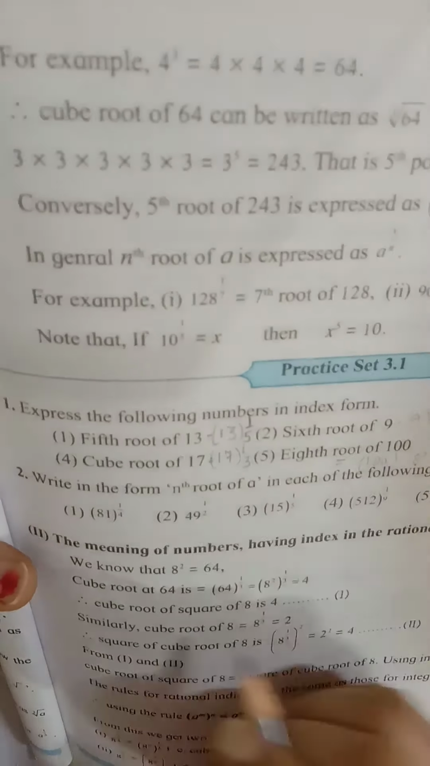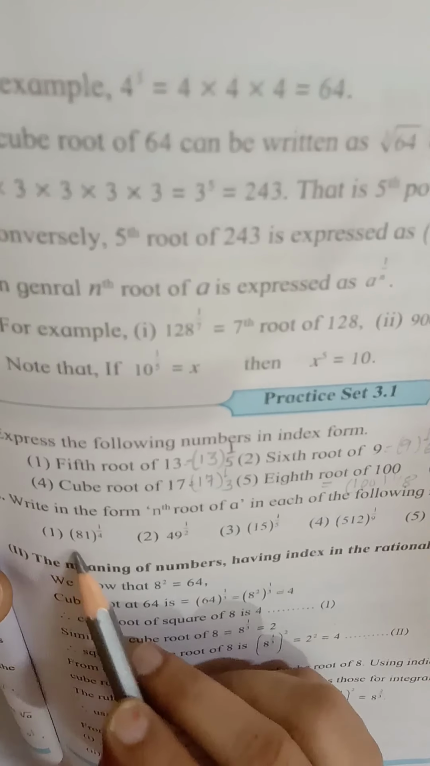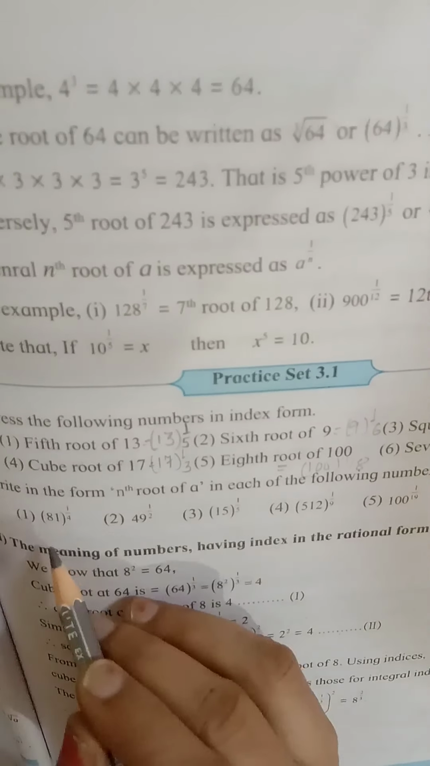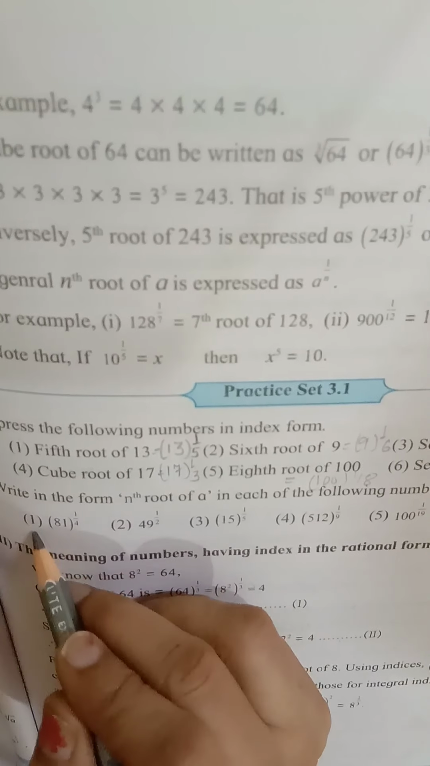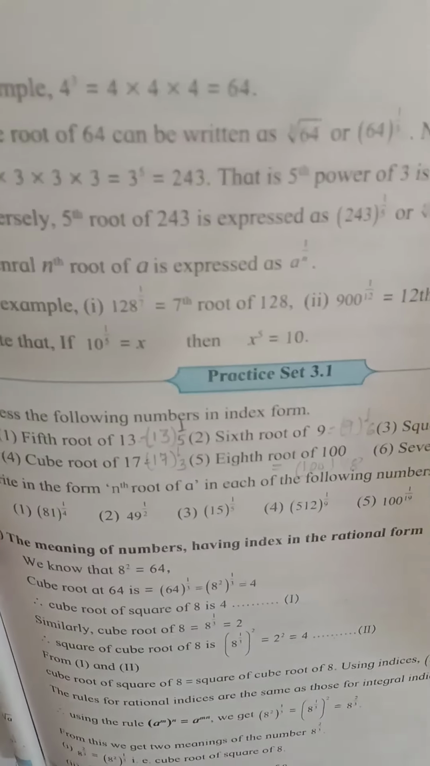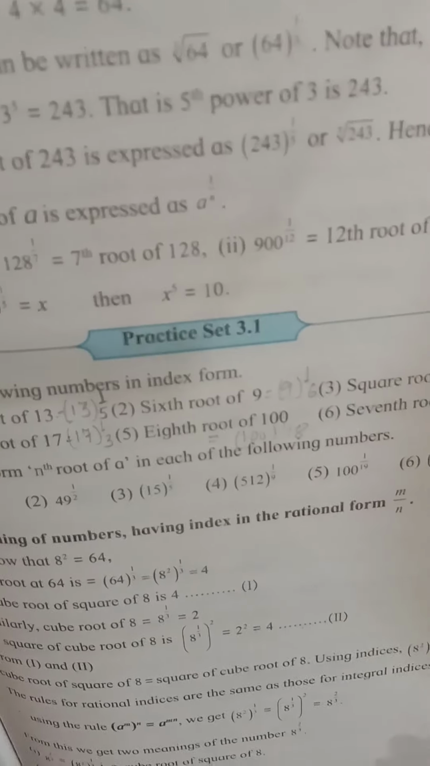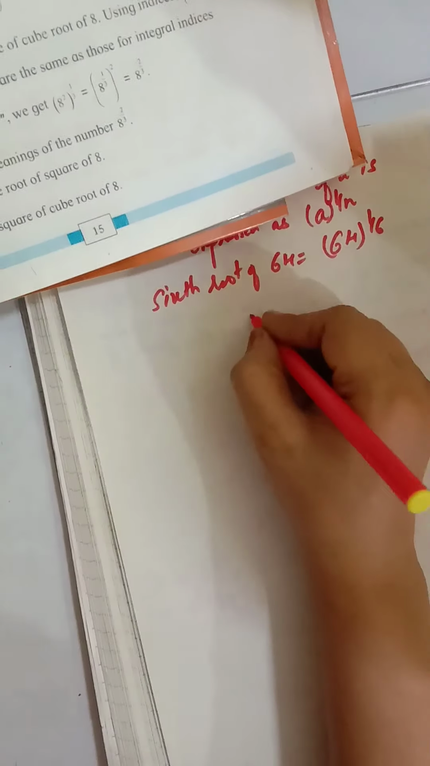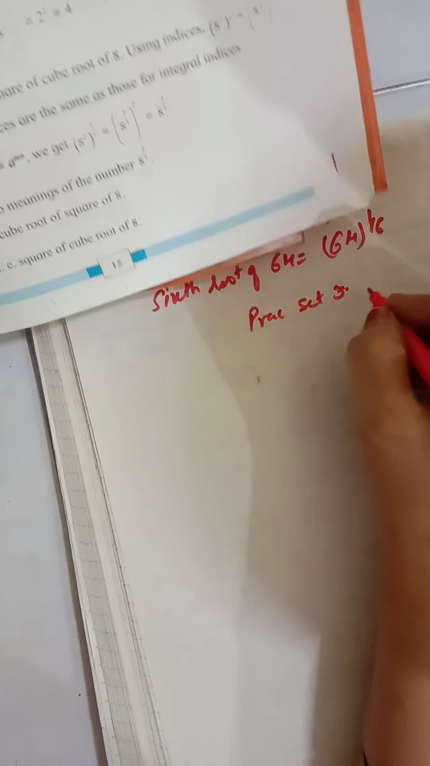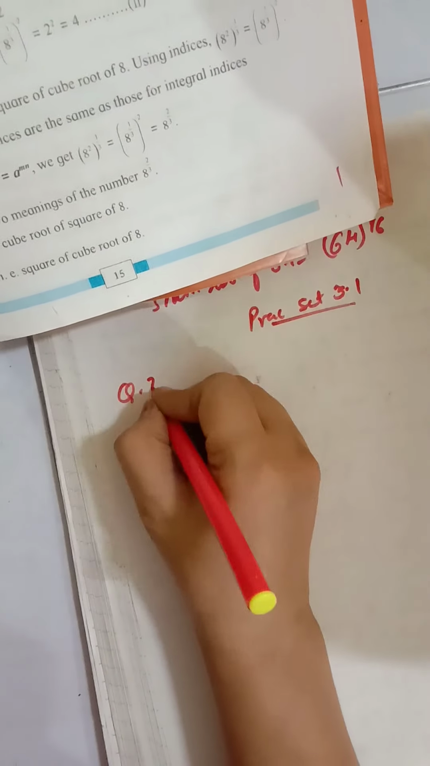Now moving to the second question. Here, children, write the second question: write in the form of the nth root of a in each of the following numbers. You can see that here they have given the numbers in the index form, and we need to write them in the form of words. Children, in the second question we have to write in the form of words. Now the first one, what is it? Practice set 3.1, question number 2.